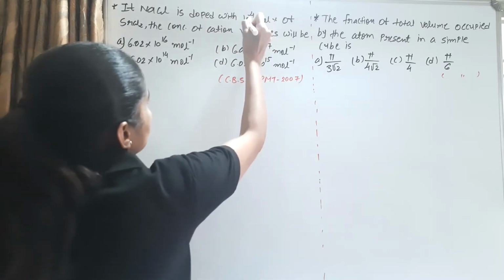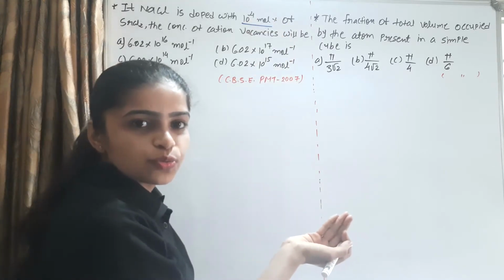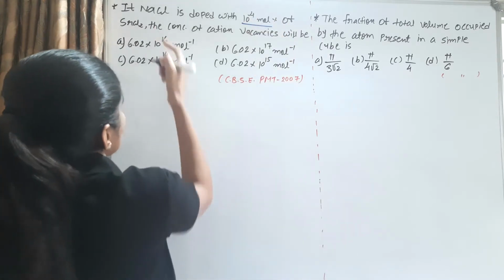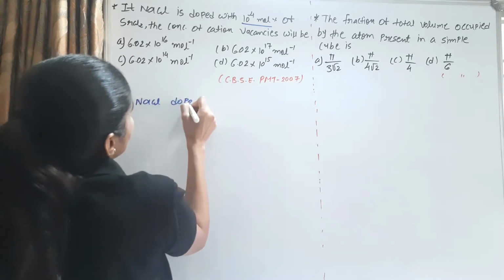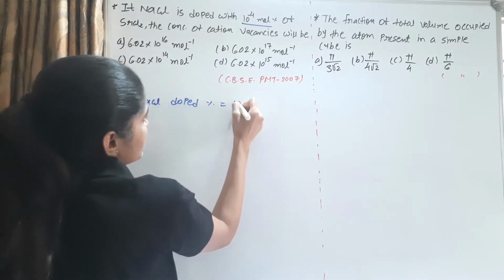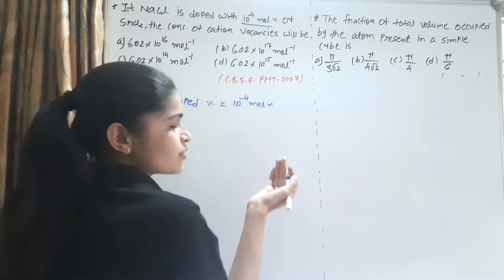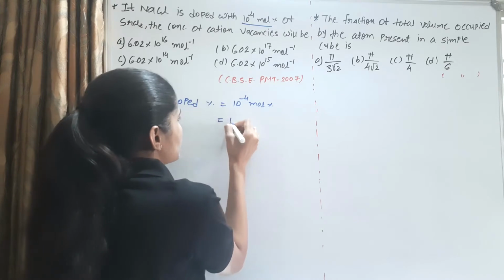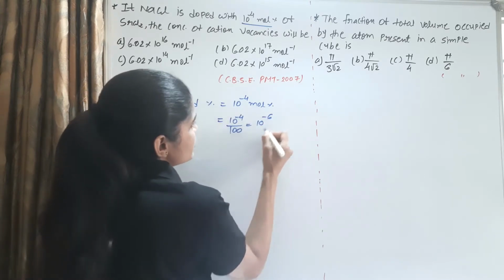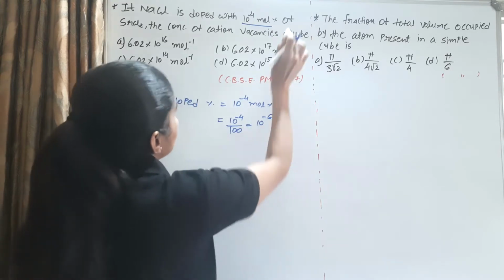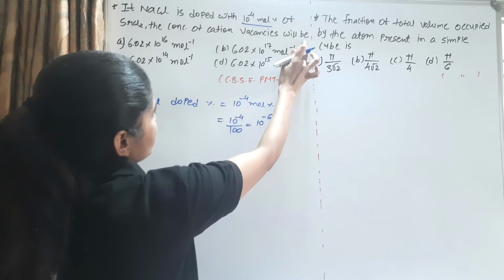First, 10 raised to minus 4 mole percent. The percentage is converted into mole, so it is divided by 100. That gives 10 raised to minus 6 mole. Then, the concentration of cation vacancy will be.